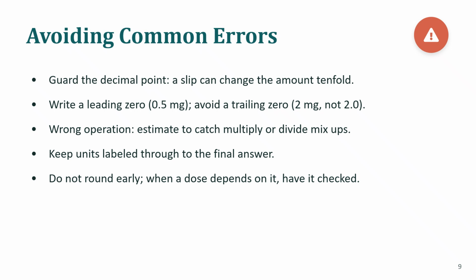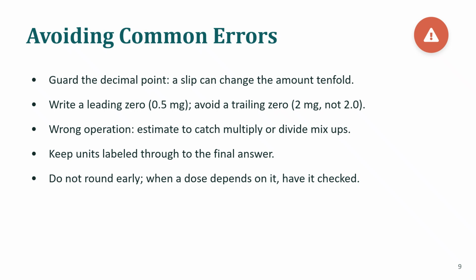Before we summarize, let's highlight the mistakes that cause the most trouble so you can avoid them. The biggest one by far is the decimal point. Because metric conversions move the decimal, a single misplaced digit can change an amount tenfold or more, which is dangerous with medications. Two simple habits prevent most decimal errors. Always write a leading zero before a decimal, such as 0.5 milligrams, and never leave a trailing zero after a decimal, such as writing 2 milligrams rather than 2.0, which can be misread as 20.